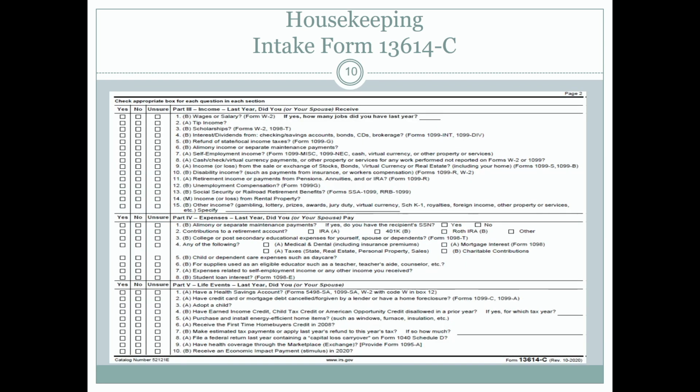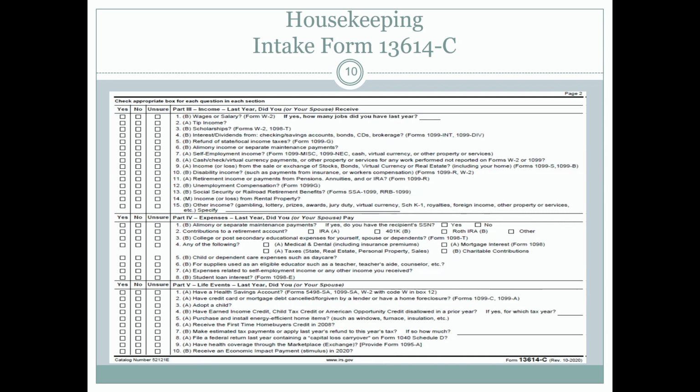And then we'll go to the second page on here. This is asking questions in regards to income, expenses, life events. And as you can see on the left, it has columns for yes, no, or unsure. And so we definitely want to make sure that our clients are either marking yes or no. If we see anything that is marked unsure, we want to ask clarifying questions to then get that to a yes or a no.